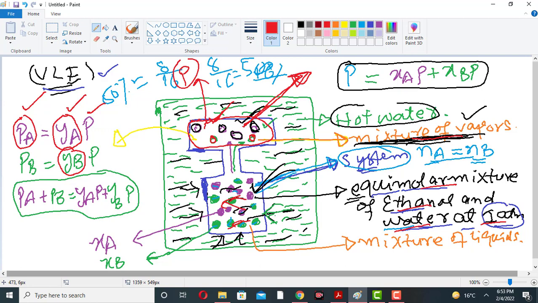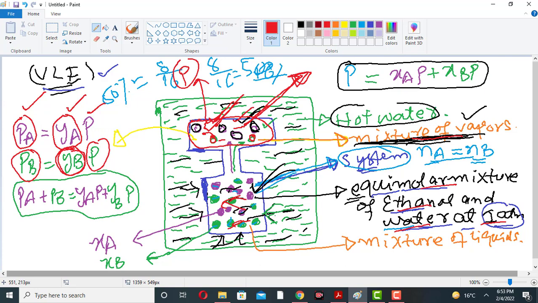Similarly, the partial pressure of water vapor in this space will be denoted by Pb. It will be equal to the mole fraction of water vapor in this space multiplied by the total pressure of this vapor mixture.